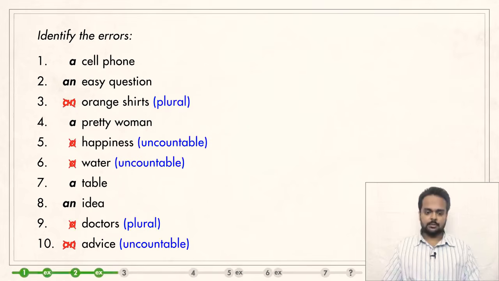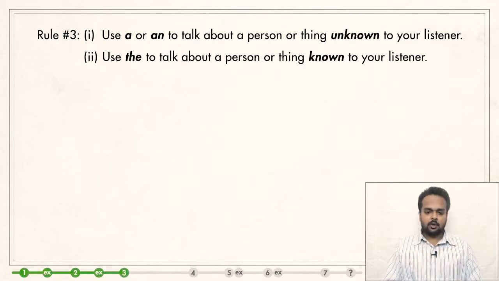Okay, so let's now talk about how to choose between a or an and the. Here's rule number 3. Use a or an to talk about a person or thing unknown to your listener, and use the to talk about a person or thing known to your listener.